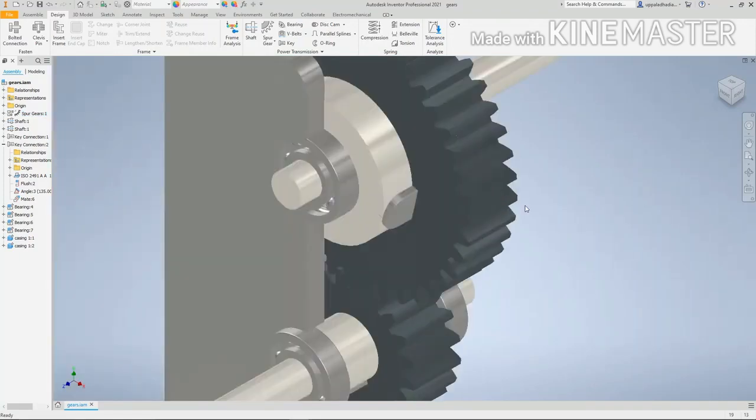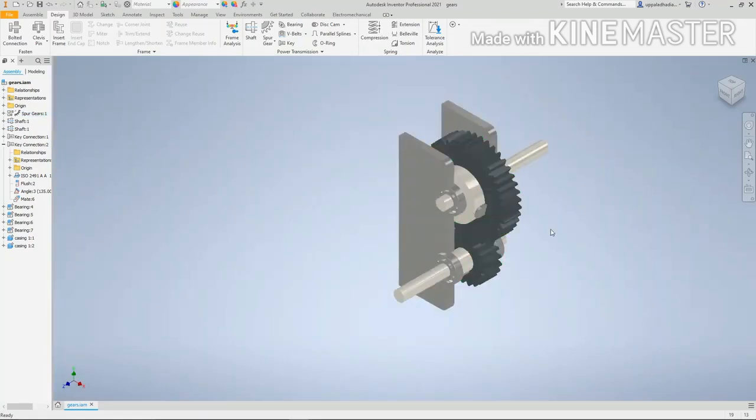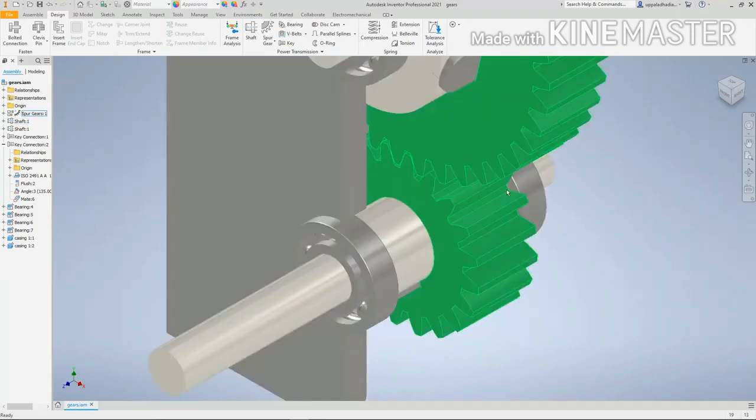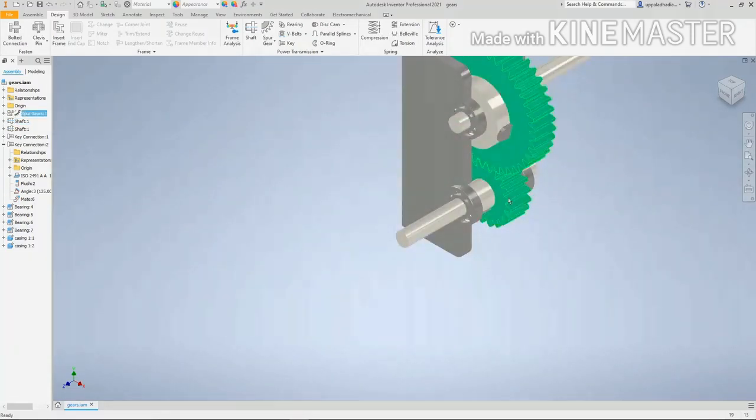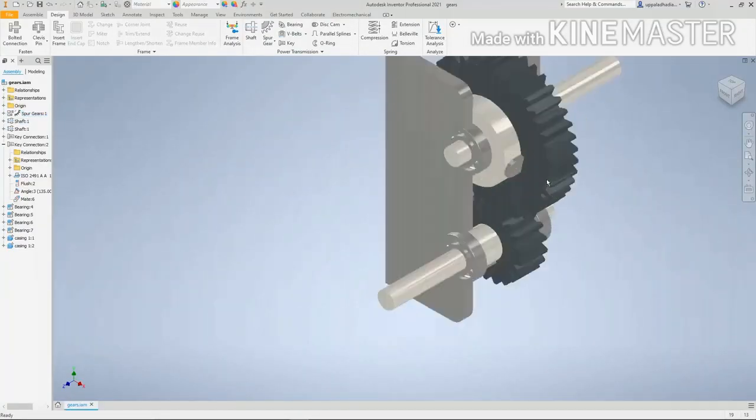The gear ratio is the ratio of the number of teeth of the driven gear to the driving gear. If we consider this large gear as the driven gear and this small gear as the driving gear, and the gear ratio is given as 2, then this large gear will have 2 times more teeth than the small gear. Generally cast iron, steel, brass, plastic and bronze are used to make the gears and shafts.